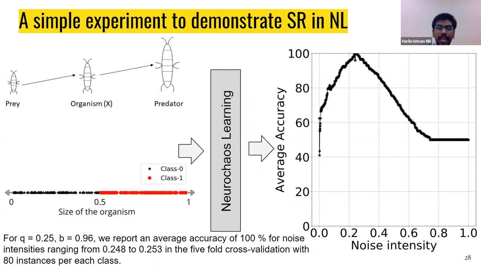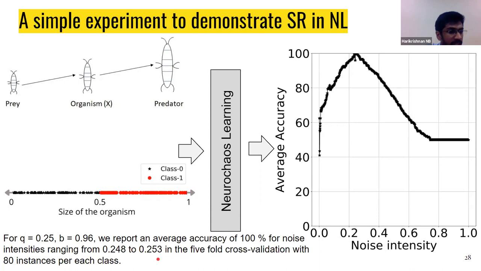Here we cooked up a very hypothetical example, where there is an organism. The organism has to identify its prey and its predator based on size. Let's say the organism has a size equal to 0.5. Any other organism with a size less than 0.5 is prey, and greater than 0.5 is predator. That is replicated in this picture. Less than 0.5 belongs to class 0, and greater than 0.5 belongs to class 1. As I said earlier, we have initial neural activity fixed to 0.25 and discrimination threshold 0.96. And we report an average accuracy of 100% for noise intensities ranging from 0.248 to 0.253 in the 5-fold cross validation with 80 instances per class.